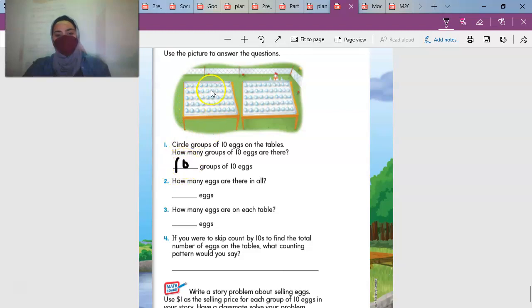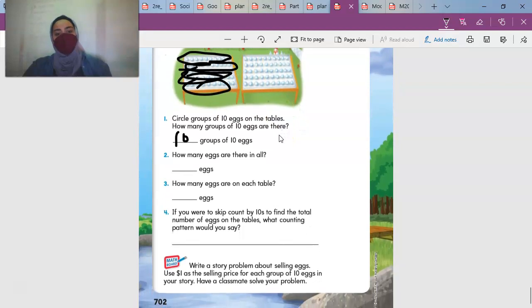If I circle each group, which you should have done, there's 10. This is a group of 10. So there's 5 on this table and there's 5 on the other table. I mean, there's 5 groups of 10 on each table. How many eggs are there in all, class? 100. How many eggs are in each table? 50.